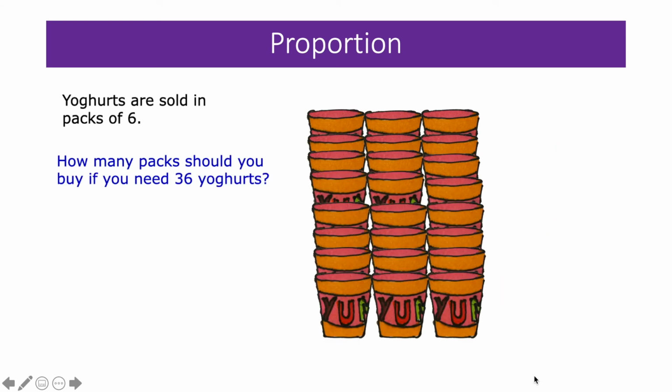And now it says, yogurts are sold in packs of 6. How many packs would you need if you wanted 36 yogurts? Greedy people. If you wanted 36, you're going to have to share out that 36 into groups of 6. There may be a remainder, so I've got to do sharing, divide. How many 6s in 36? I know this one, 6. You need 6 packets and there are no remainders.